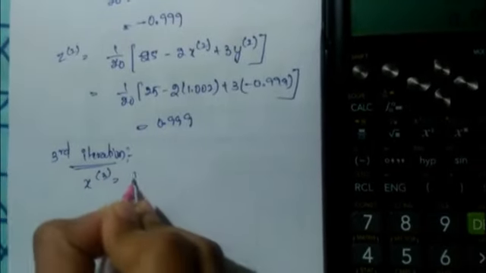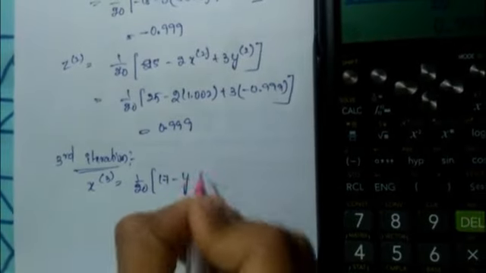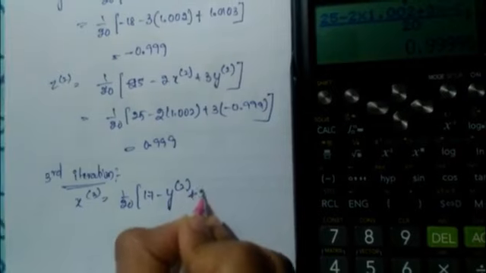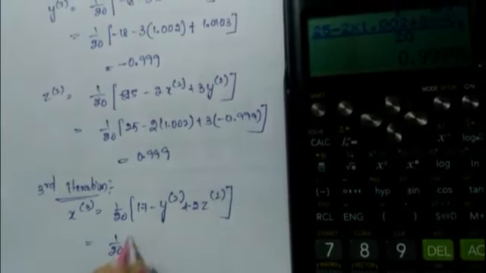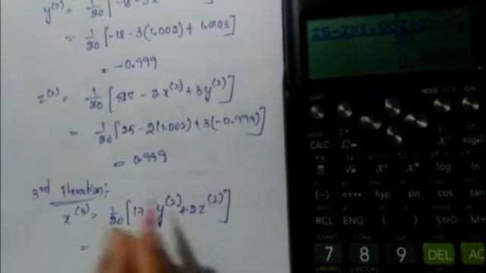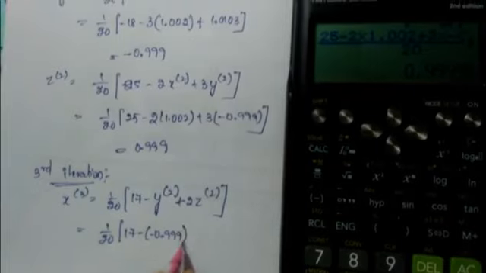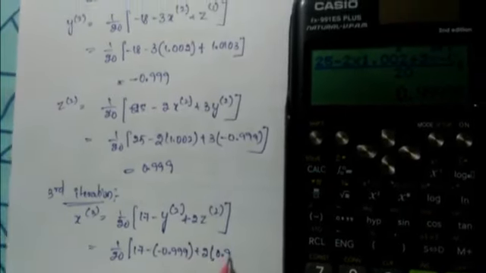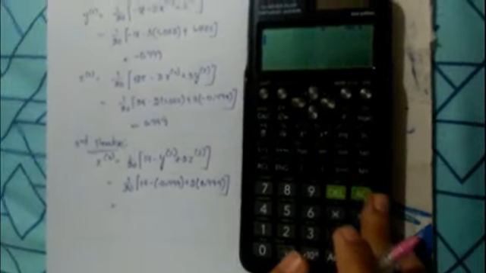x of 3 equals 1 by 20 of 17 minus y of 2 plus 2 into z of 2. Then that equals 1 by 20 of 17 minus y of 2, we got the value as minus 0.999, plus 2 into z of 2, we got it as 0.999. Now enter the values. Click on AC.